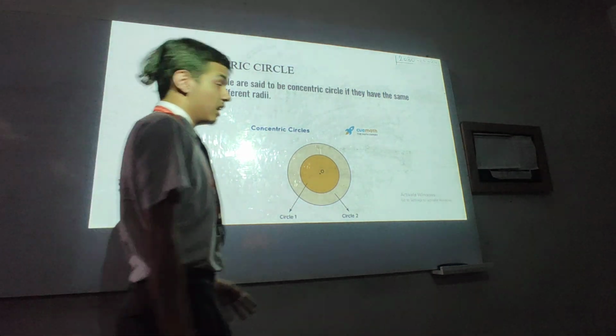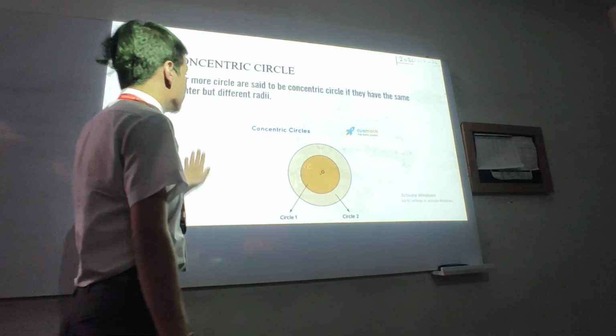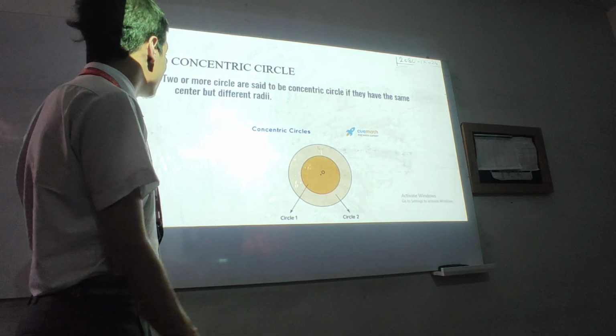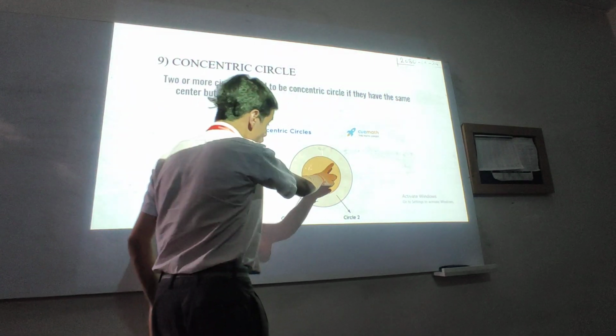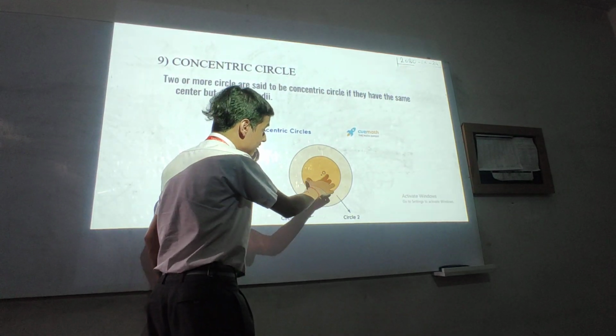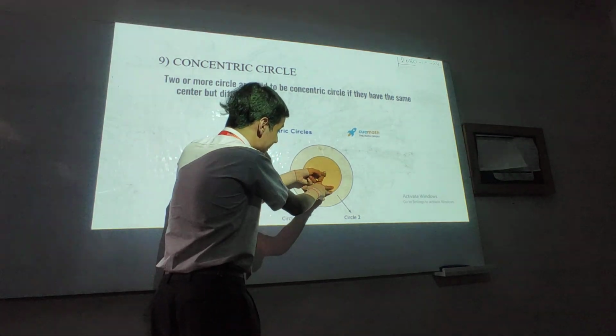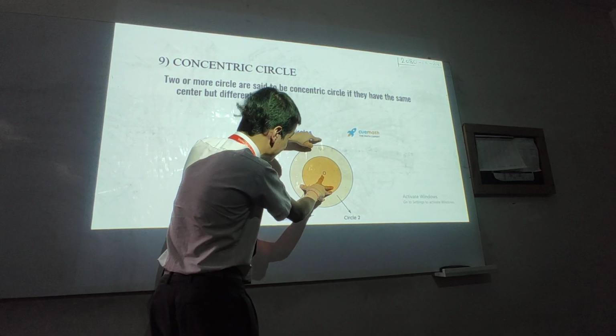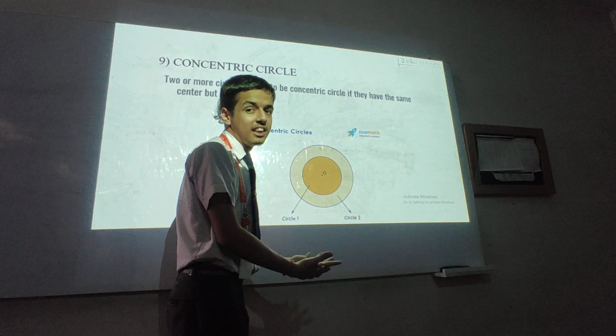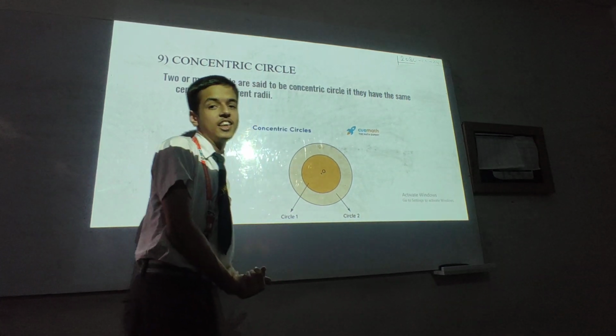Concentric circle. 2 or more circles are said to be concentric if they have the same center but different radii. These 2 circles, circle 1 and circle 2, they have the common center O, but this radius is different from this radius. So they are concentric. Common center, different radius.